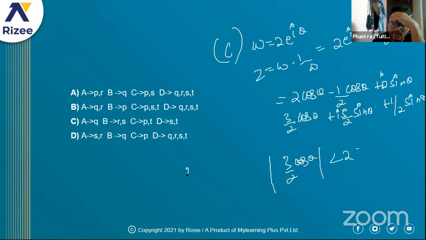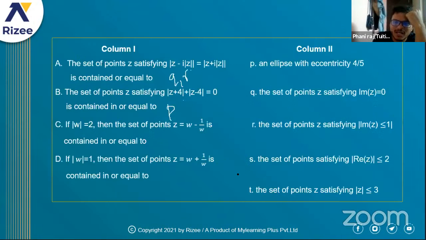So that means what? 3 cos theta is less than 4, so cos theta is less than 4 by 3. This is universally true, since cos theta is always less than 1. So obviously P would be there, S would be there.